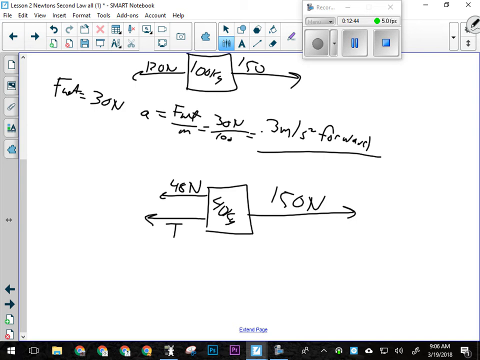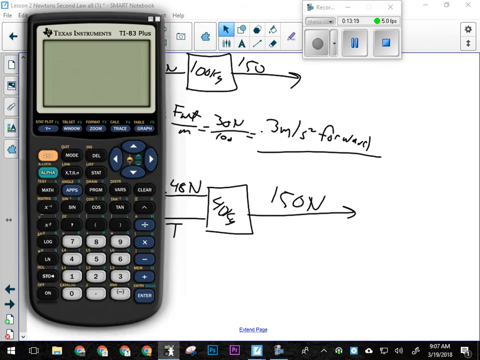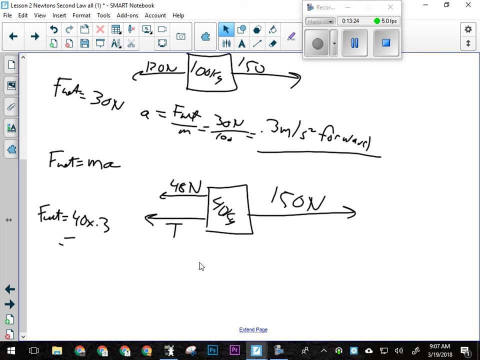So I need to find the tension in cable B. That's the missing force here. I can already calculate the net force acting on the 40 kilogram mass because I know its mass, and I already calculated its acceleration. That's the second hardest part of this, is realizing you can do that. You can calculate the net force on individual parts of the system as well as the whole system. So the net force acting on the 40 kilogram mass is 40 times 0.3. So the net force is 12 newtons forward.